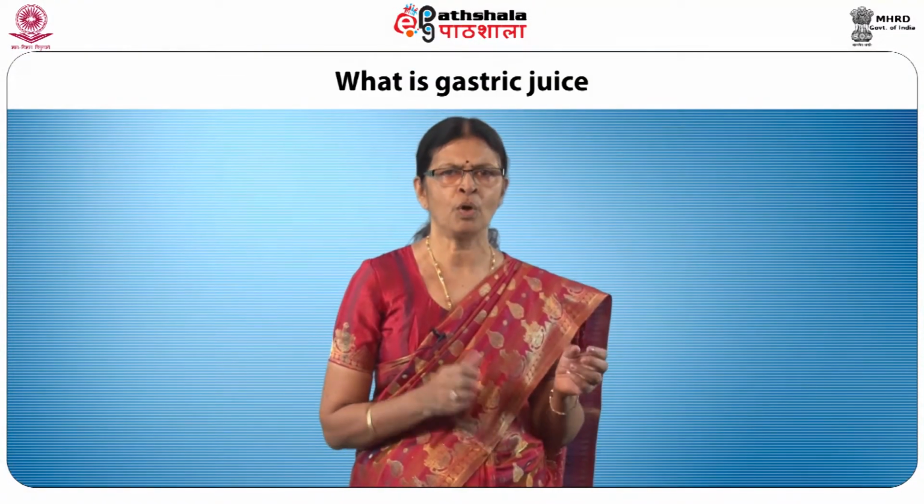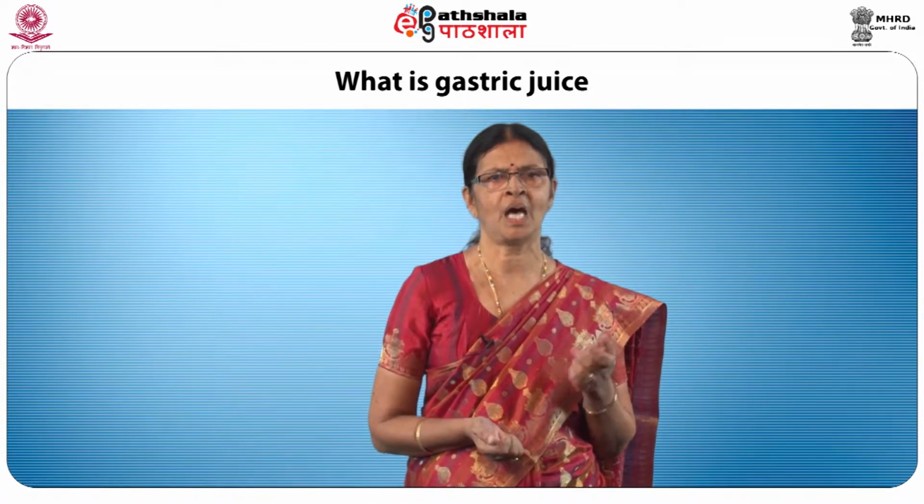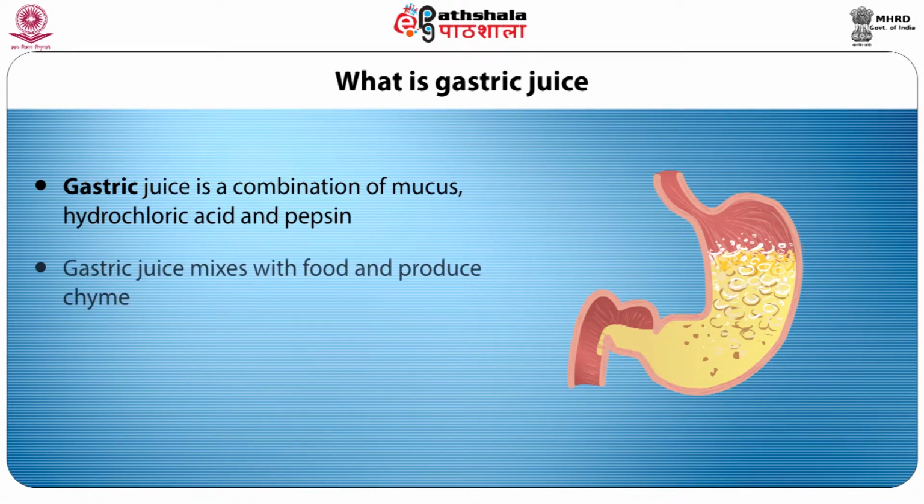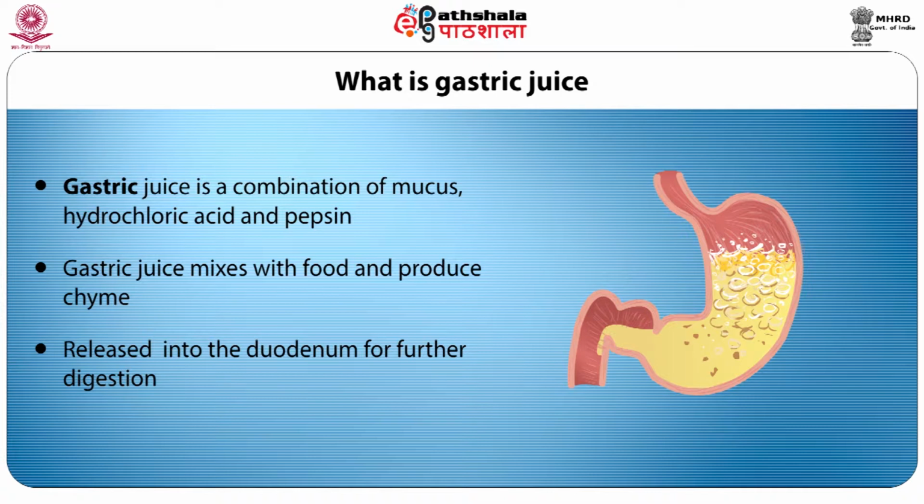Now let me tell you what gastric juice is. Gastric juice is a combination of mucus, hydrochloric acid and pepsin. Gastric juice mixes with food and produces chyme. This is released into the duodenum for further digestion. There is an interesting animation you can watch to see how hydrochloric acid is produced in the stomach.